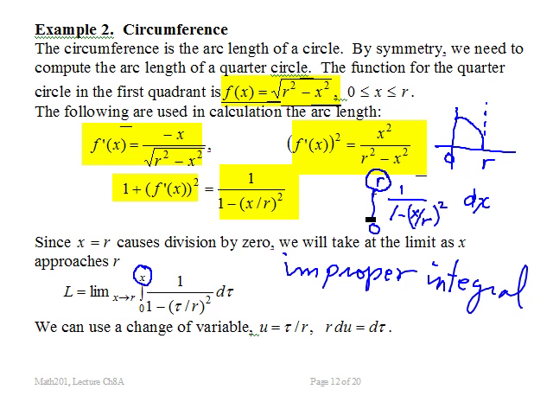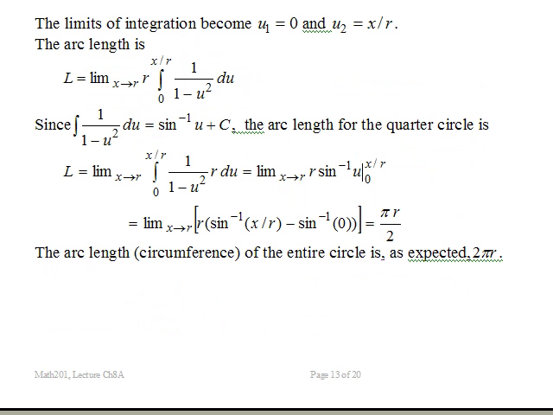And I take the limit as x approaches r of this integral. To evaluate this, we can use a change of variable, and I'll finish the problem on the next slide. Of course, we also have to change the limits of integration, and here becomes the problem. L, the total length, is the limit as x approaches r of r times the integral from 0 to x over r, 1 over the square root of 1 minus u squared du.